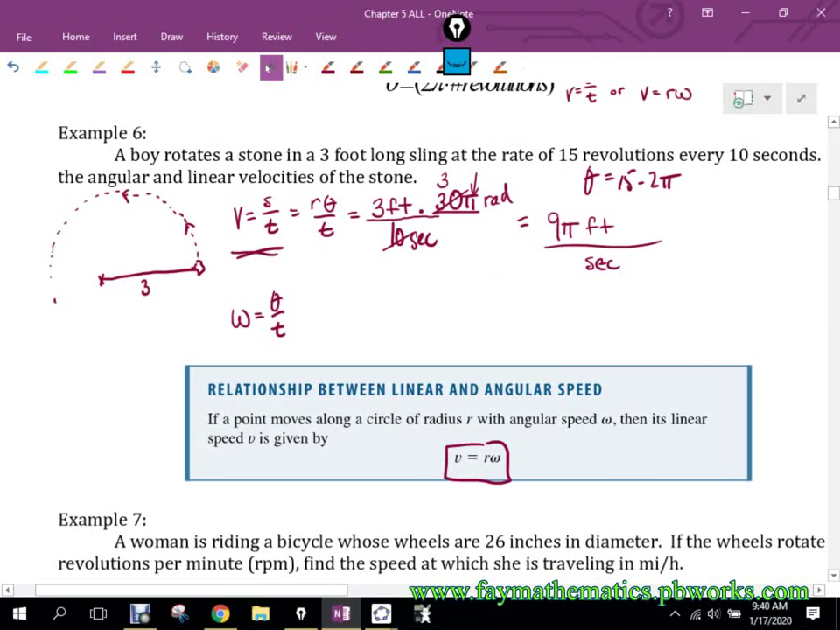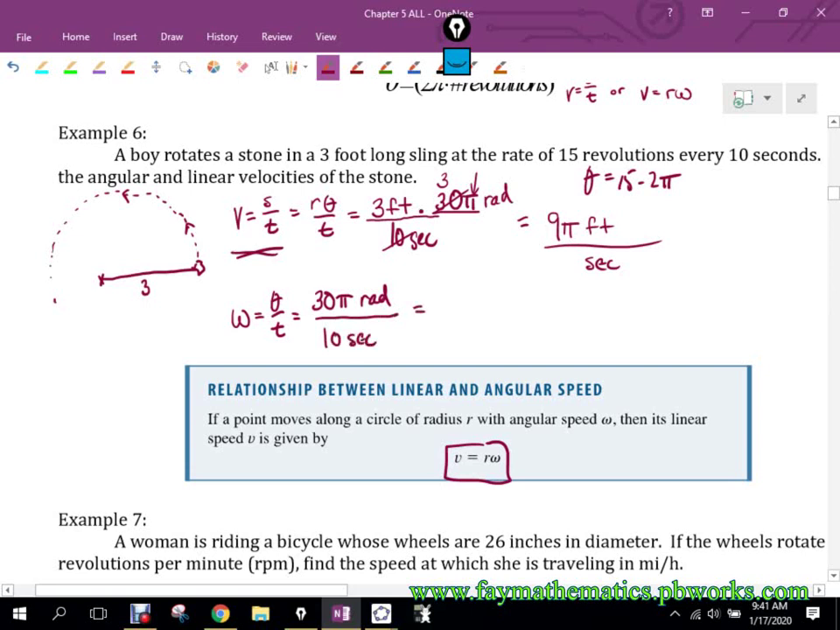All right, so now let's talk about omega, which is the angular speed. Okay. This should be pretty easy to do. Angular speed's not a hard one to find. Theta we already figured out, right? Theta, remember, was revolutions times 2 pi. So we saw that to be 30 pi radians, right? What was the time interval that this was being done in? 10 seconds.